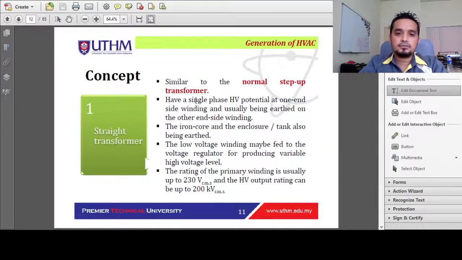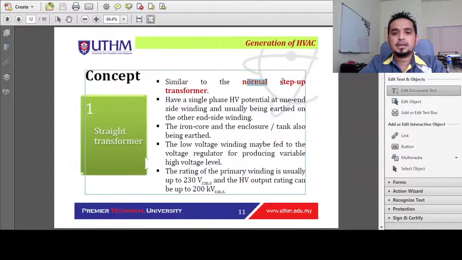Okay, a straight transformer. It's just a normal step-up transformer. Obviously we'll have a high voltage potential and low voltage potential being grounded, and we have the iron core, and the tank also will be grounded with it. And low voltage winding, for this one, the low voltage winding can be connected to the voltage regulator.